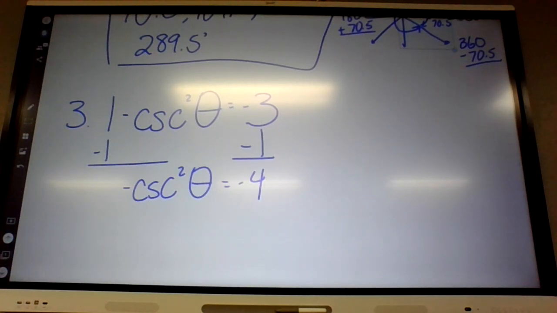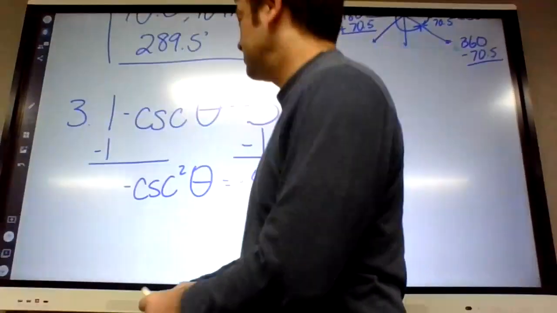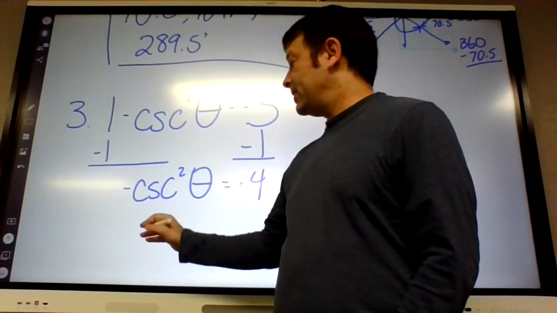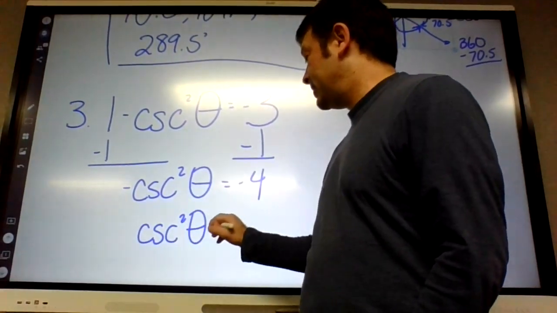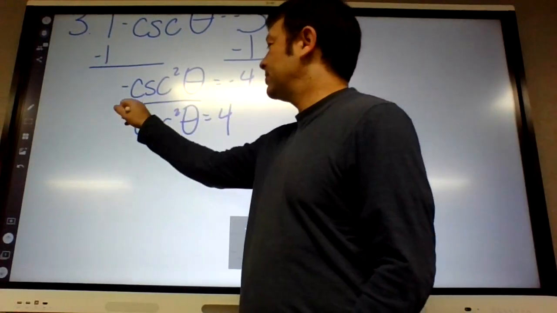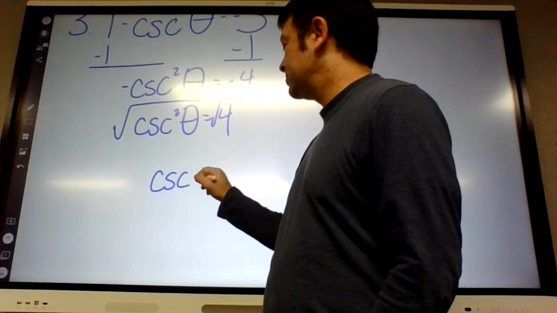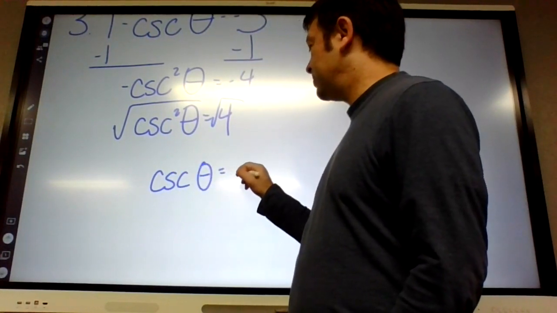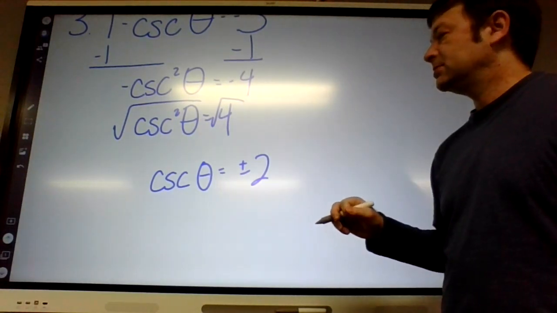Please. All right, now what? Let's get rid of that negative. So multiply or divide by -1. That gets rid of the negative. Now what? Square root. Okay, so cosecant would equal positive or negative 2.